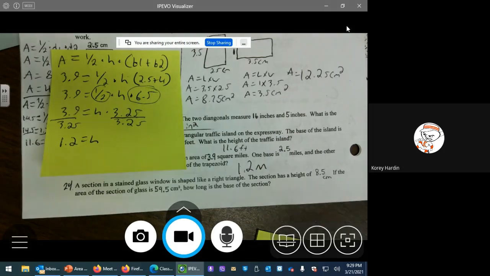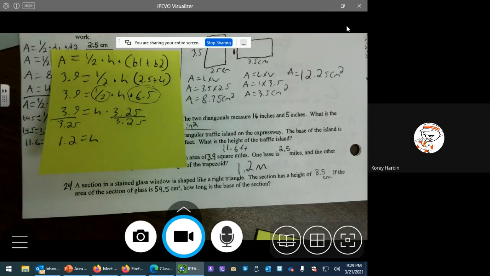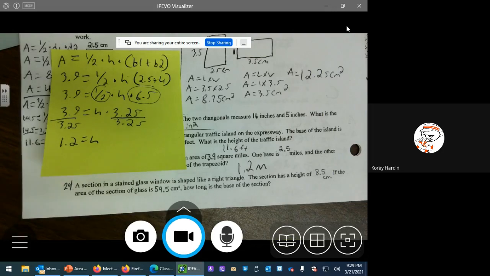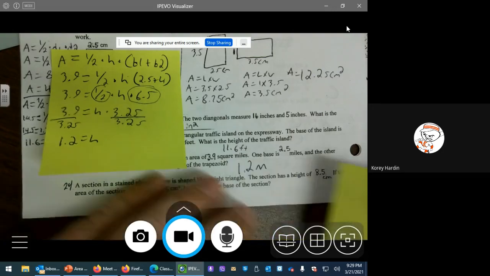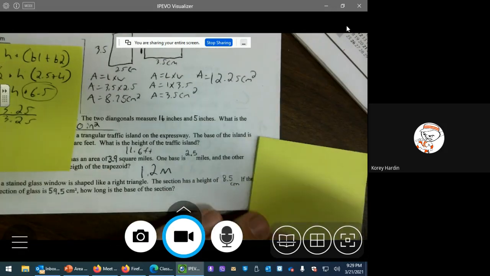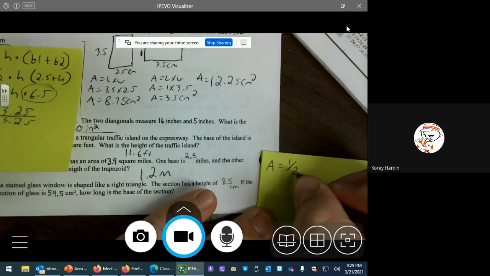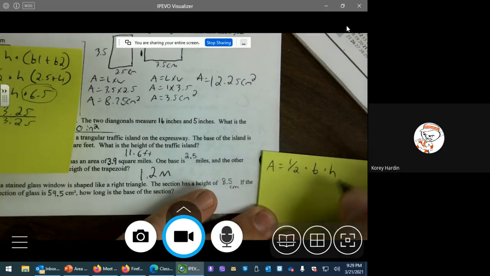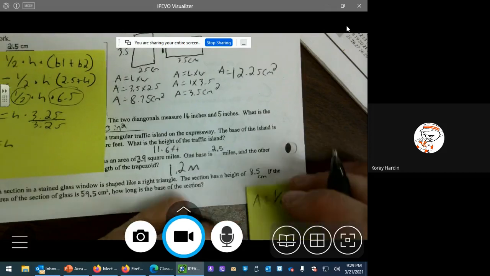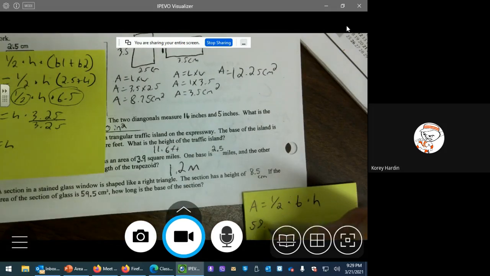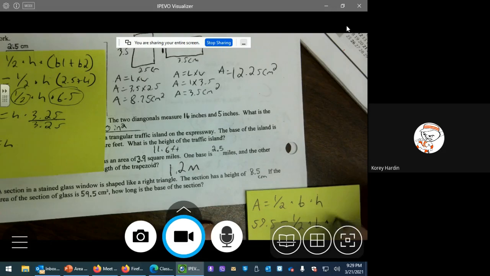24, finally, the last and final one. A section of stained glass window is shaped like a right triangle. The section has a height of 8.5. If the area of the section of glass is 59.5 centimeters, how long is the base? So, anytime I work a triangle, I've got area equals 1/2 times the base times the height. Okay, so I fill in my information. I've got the area, which is 59.5. 1/2 always stays the same. I don't have the base, but I do have the height.